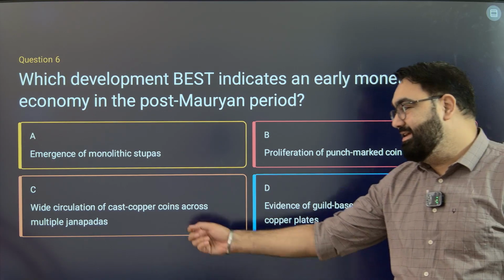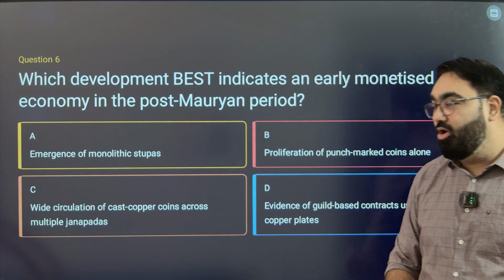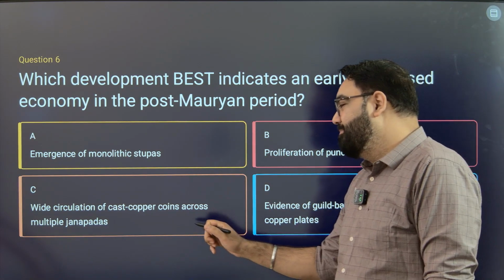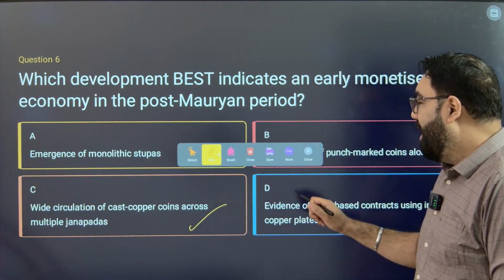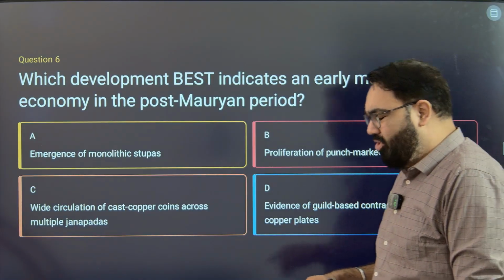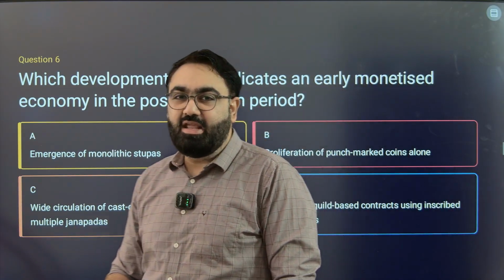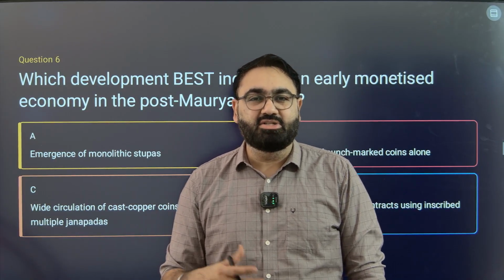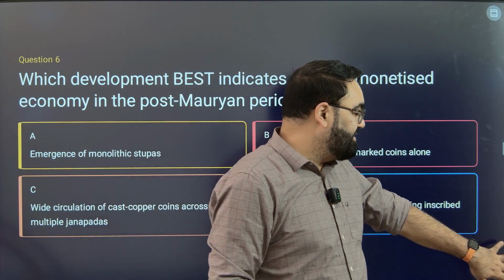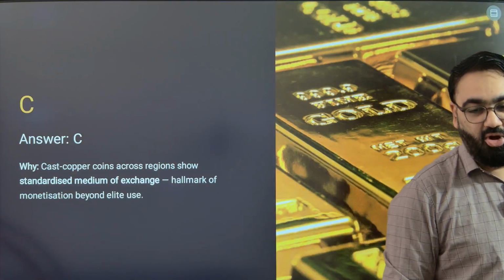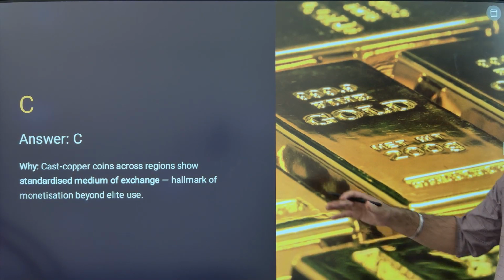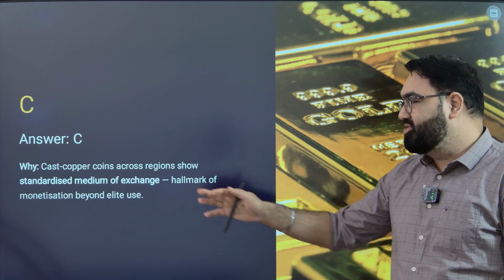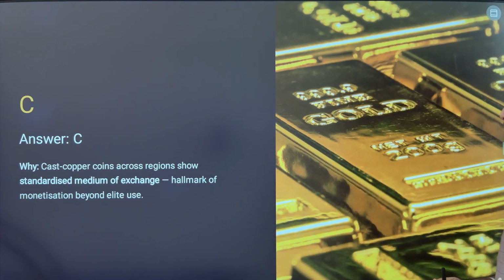The answer here is C. Wide circulation of cast copper coins that were found across multiple janpads in the modern empire. Now, Mauryans and the Guptas, Mauryans more than the Guptas, are a very commonly asked topic in ancient history. So if you have read about them, it's good that you can revise that. In the prelims examination, you do see a lot of questions from the Mauryans of different types. So this is again the best indication, because these were the coins that show they were a standardized medium of exchange for buying or selling of stuff.